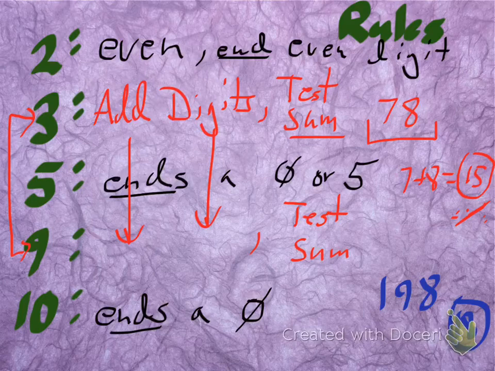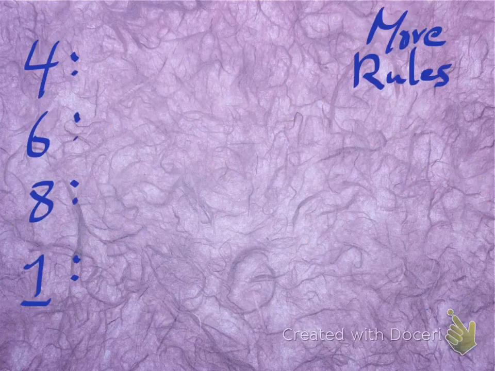Again, remember for 2, 5, and 10, all we had to look at is what? The last number. Yeah, you literally just look at the last digit. That's all you got to do for these three. So that's actually really quick. That shouldn't take any time at all. And for 3 and 9, you do the same thing. You add up the digits and you test them. Okay. So now let's talk about some other rules.